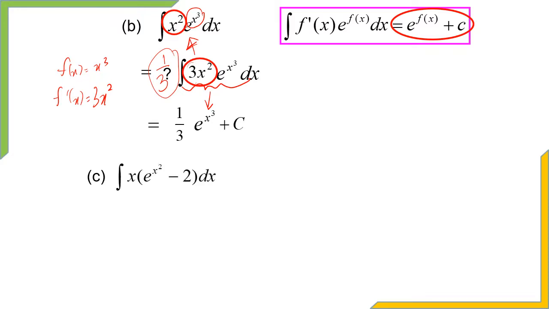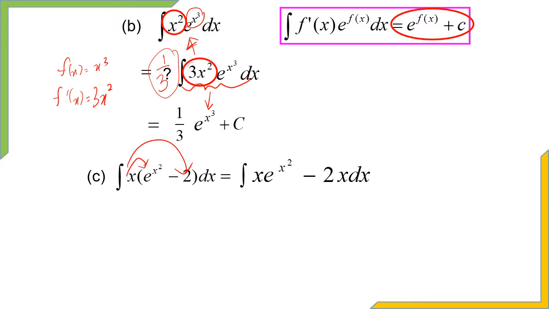For question C, we have x multiplied by e to the power of x squared minus 2 with respect to x. So what do you think about this type of question? Do we just directly integrate? No. Usually we will expand this type of question. So expand x multiplied by e to the power of x squared, and then x multiplied by negative 2x, and then x multiplied by negative 2. So we have negative 2x here.